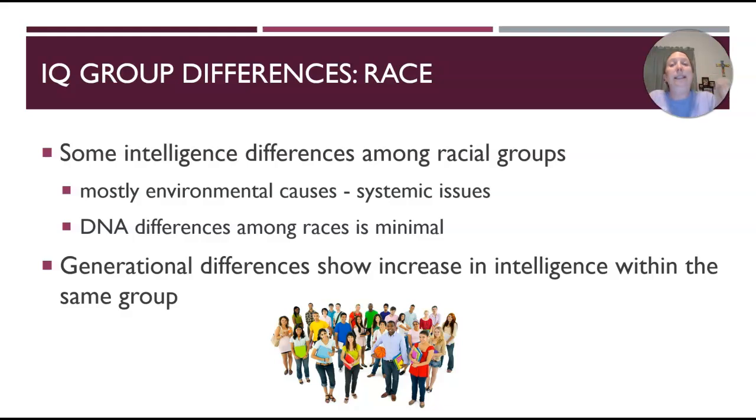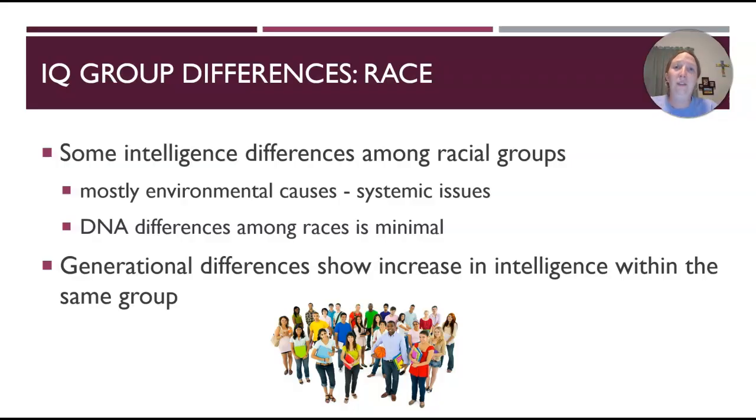We also see some intelligence differences among racial groups, but they're pretty minimal, and we tend to mostly blame environmental causes. Think of issues like systemic racism, where different ethnic groups are given different opportunities or others are held back. Most of the differences are probably a result of what we would call environmental reasons. We also know for a fact that DNA differences among the races are minimal, especially when it comes to issues like intelligence. The other really hard thing in studying this is how many people at this point in the human race identify as mixed ancestry or identify themselves as mixed race.